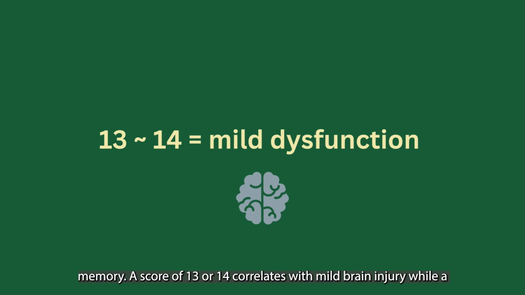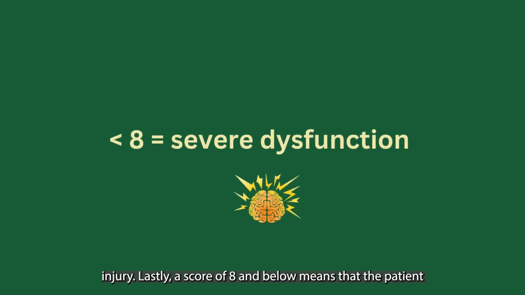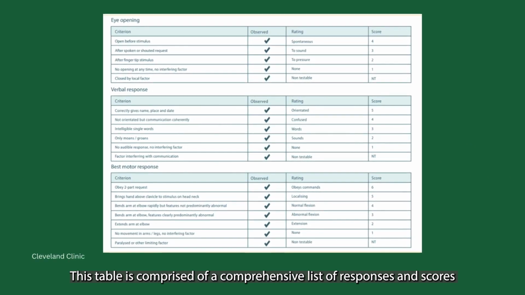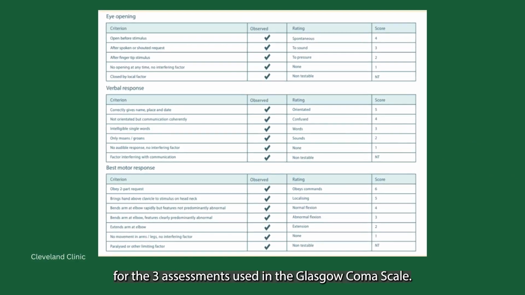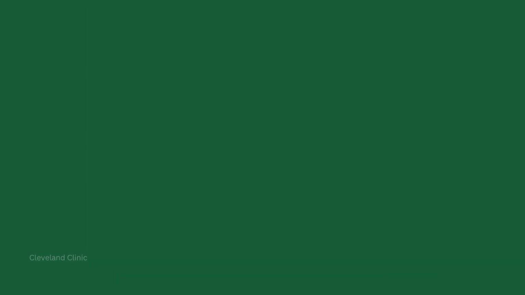A score of 13 or 14 correlates with mild brain injury, while a score of anywhere from 9 through 12 would indicate a moderate brain injury. Lastly, a score of 8 and below means that the patient has severe dysfunction of the brain. This table is comprised of a comprehensive list of responses and scores for the 3 assessments used in the Glasgow Coma Scale.